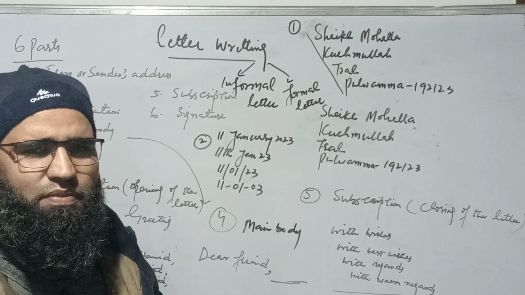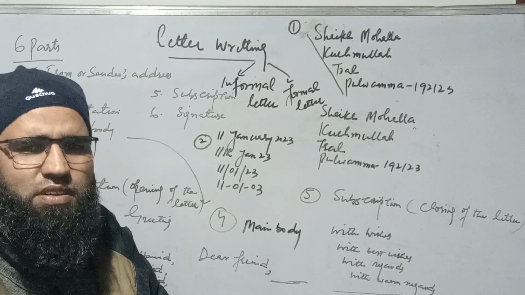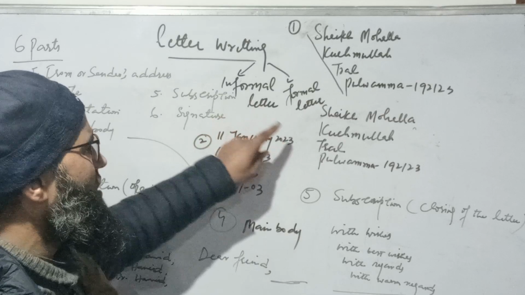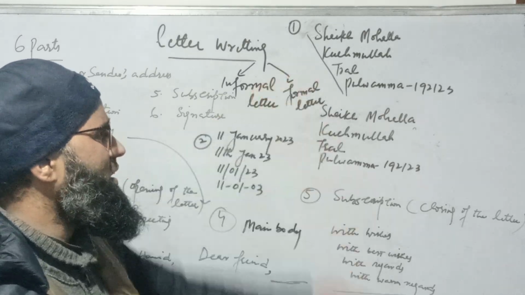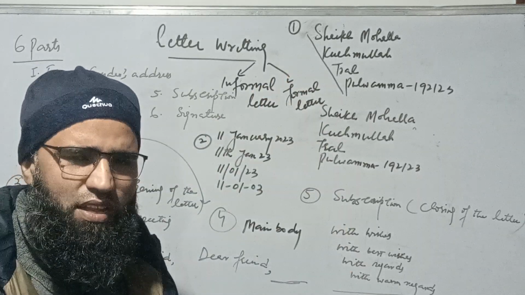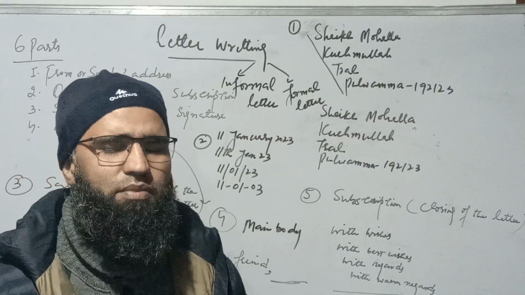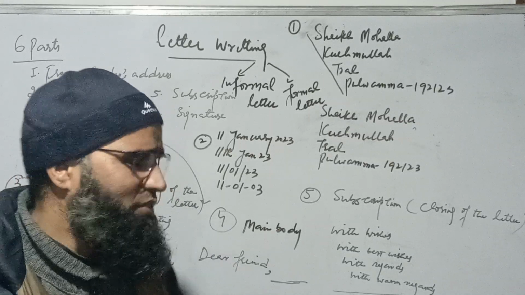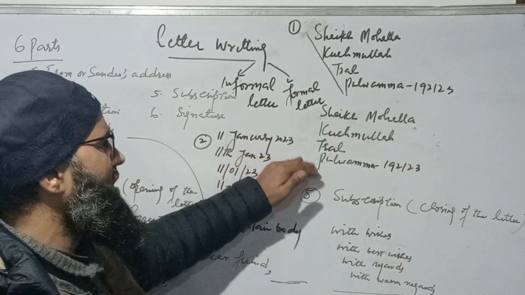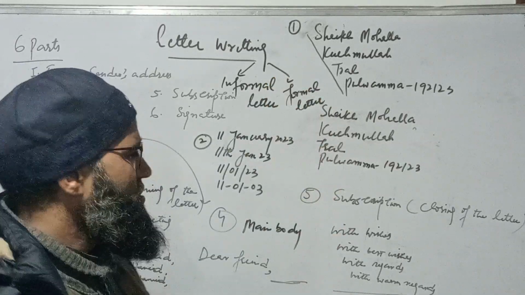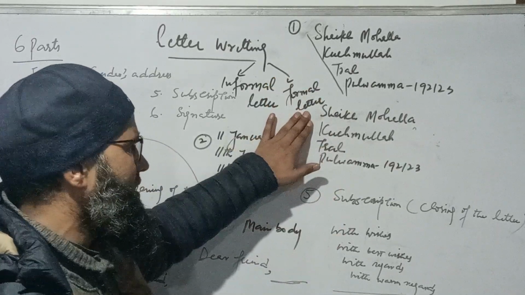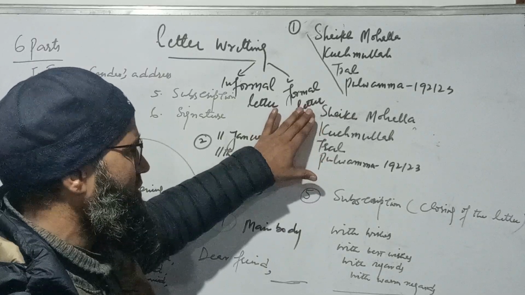In the sender's or from address, there are two different styles. One style is called the block style and the other is called the indented style. Both styles are permissible while writing any kind of informal letter. But what is the difference between the block style and the indented style? If we see the from address, there are sub parts of the from address.